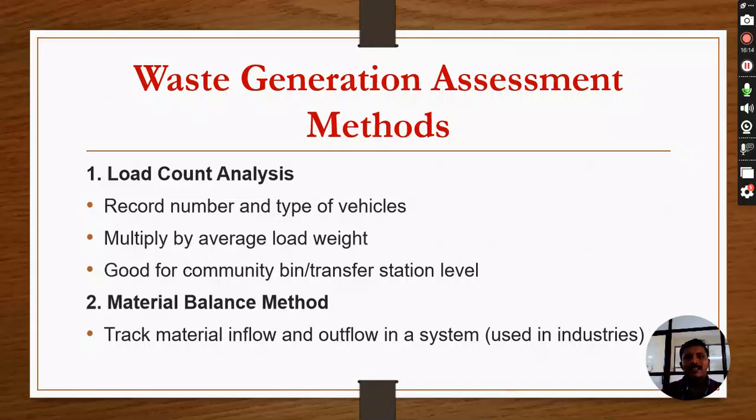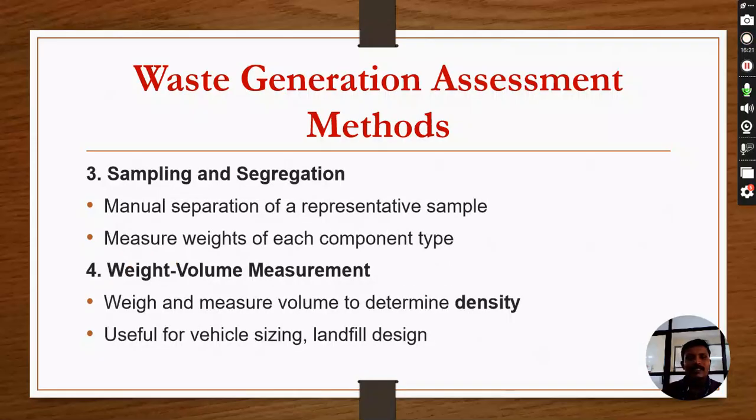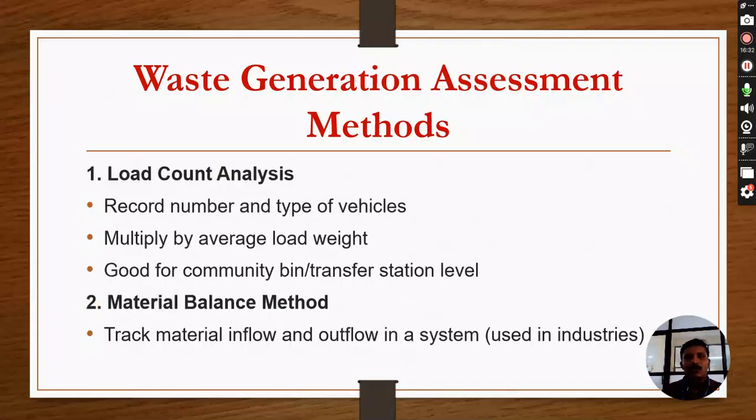The waste generation assessment methods are load count analysis, material balance method, sampling and segregation, weight and volume measurements. These four methods assess how much waste is generated per day, per annum. For example, in load count analysis, we record the number and type of vehicles, multiplied by the average load weight, good for community bins or transfer station levels.